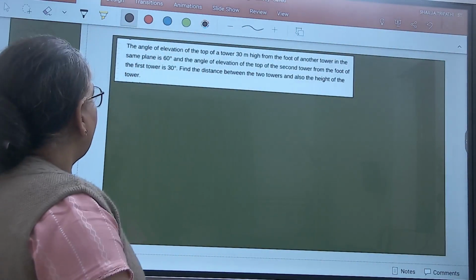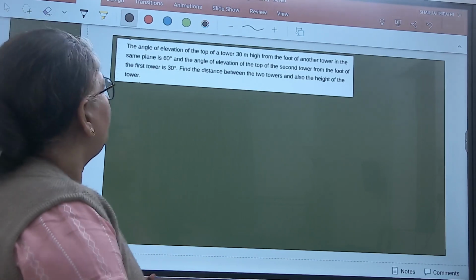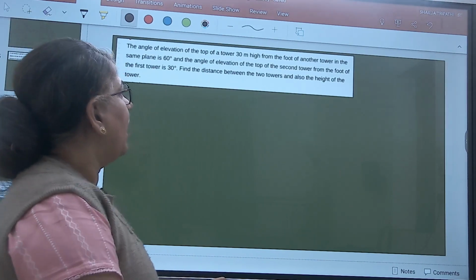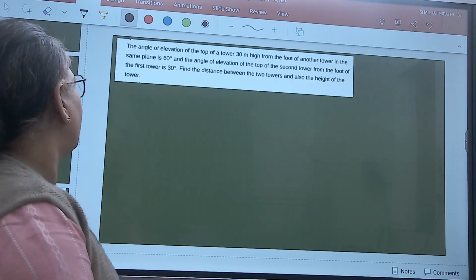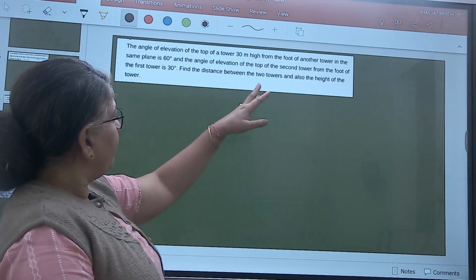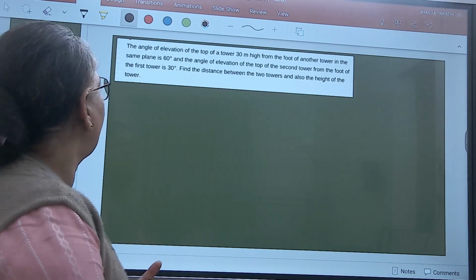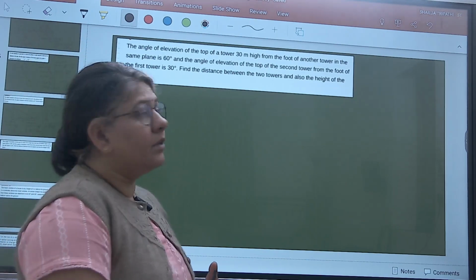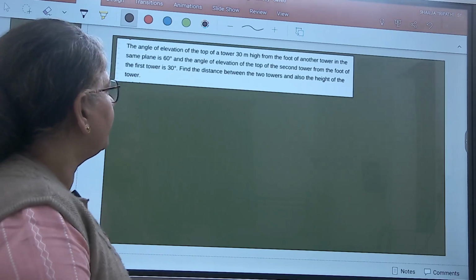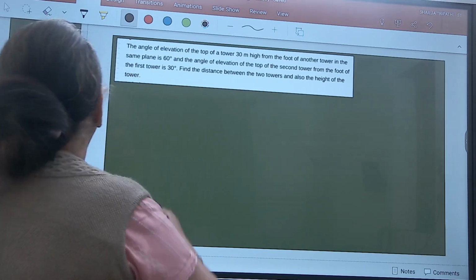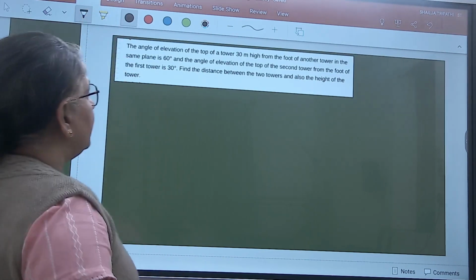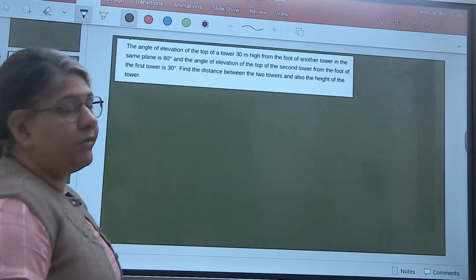In this question, the angle of elevation of the top of a 30-meter high tower from the foot of another tower in the same plane is 60 degree, and the angle of elevation of the top of the second tower from the foot of the first tower is 30 degree. Find the distance between the two towers and the height of the second tower. So we begin the question by drawing the figure.